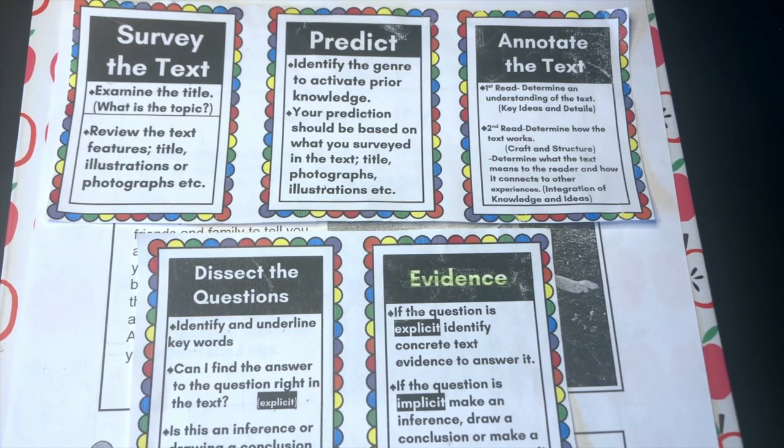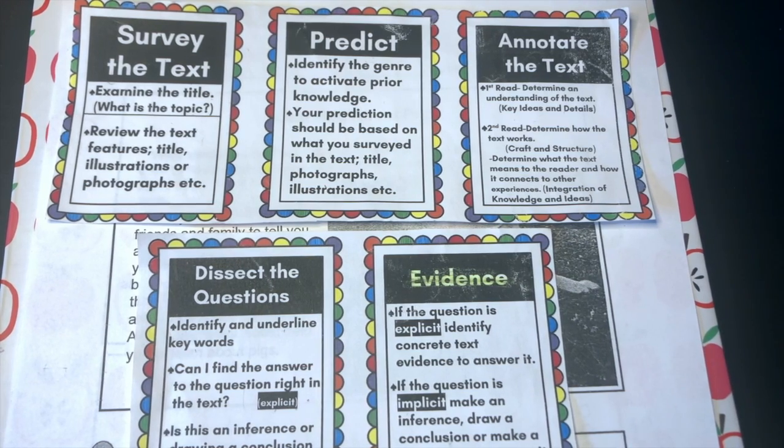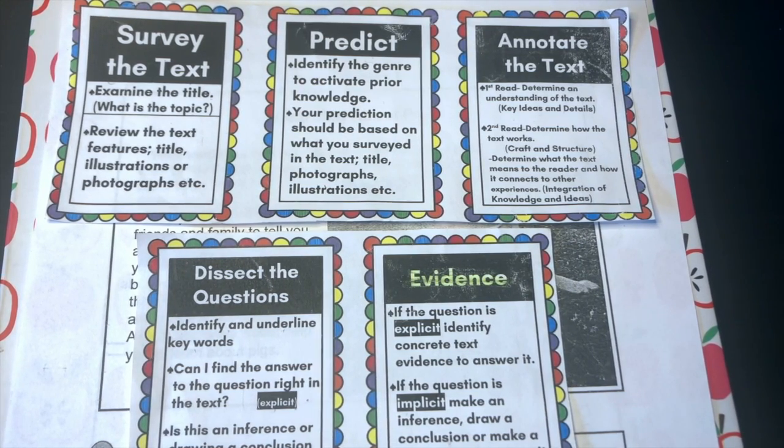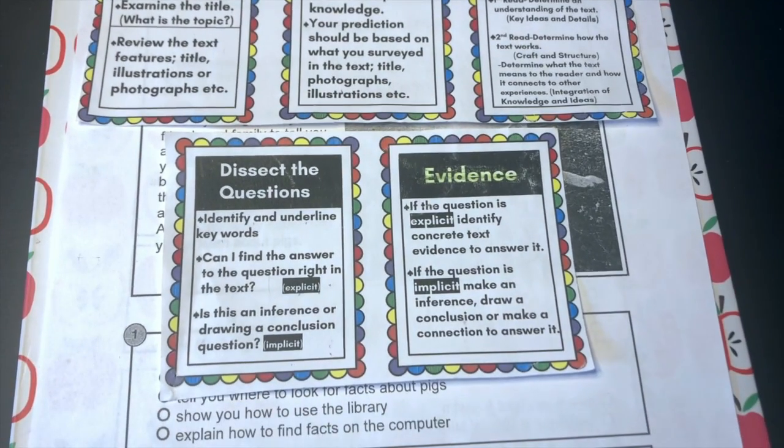All right? How do we annotate the text? Based on the genre. So if it's a story, a fictional story, we should have character, setting, plot, problem, solution, okay? And if it's a non-fictional story, we should have main idea, key details, or we could also have sequence, like we've been practicing this week, all right? Like what happened first, next, last. Then we're going to dissect the questions, and then we're going to use text evidence to support our answer.